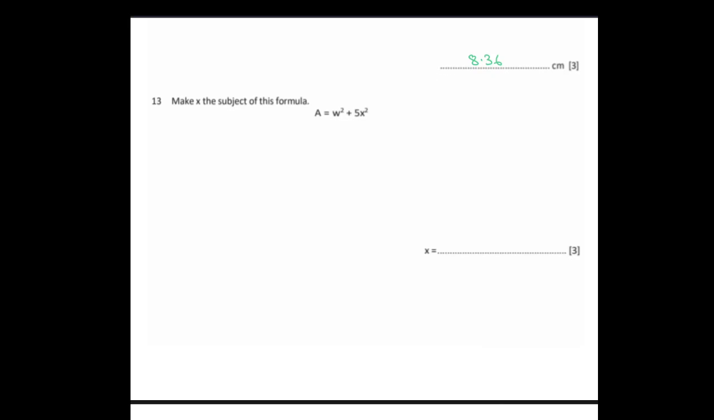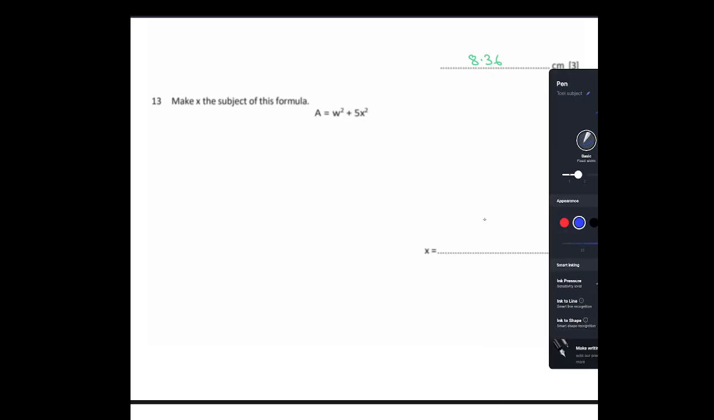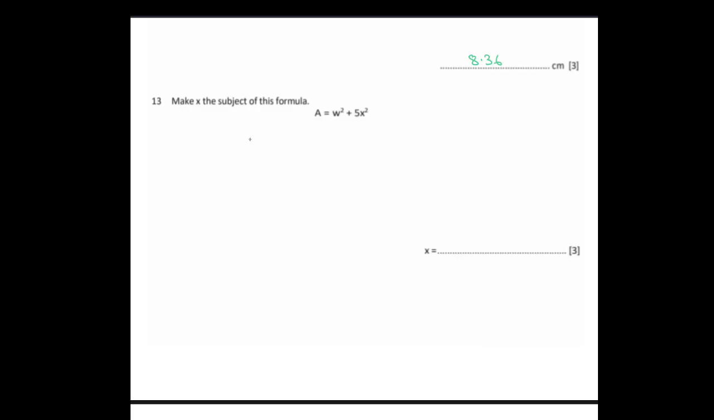Question number 13. Make x the subject of this formula. So we have to change the subject here. For changing the subject, always keep the subject, what needs to be made, on the left side and keep everything else on the right side. Now I have flipped the same equation. Keeping the x square term on the left side, I need to bring the w square to the right side.